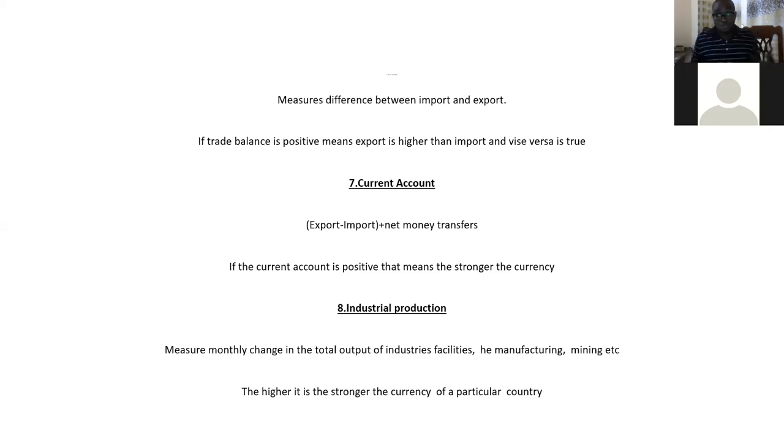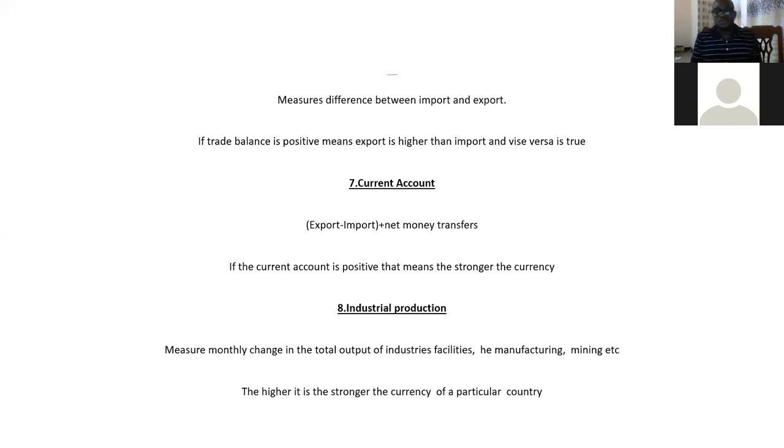If we produce more, that means we have customers for our product, and that's why we keep producing more. You see, this one also goes hand in hand with retail sales, because if retail sales are higher, that means we have people who are consuming the products. And if people are consuming the product, industries must work and produce more, so that we can accommodate the demand for the products.